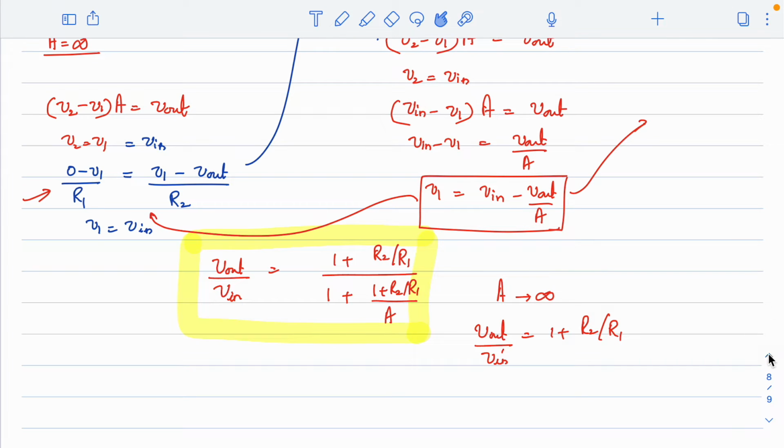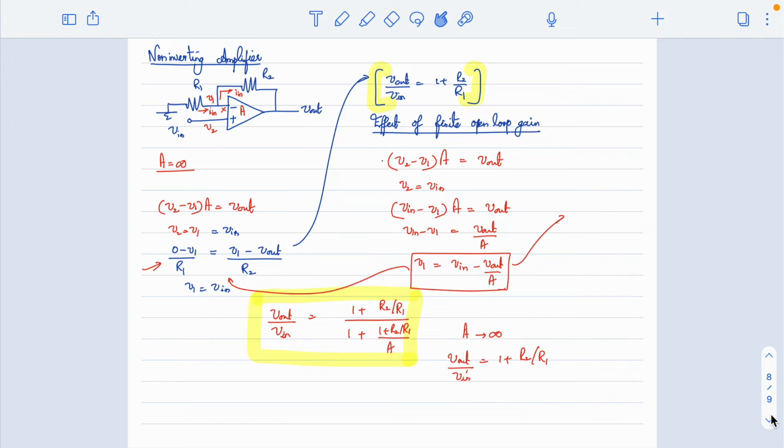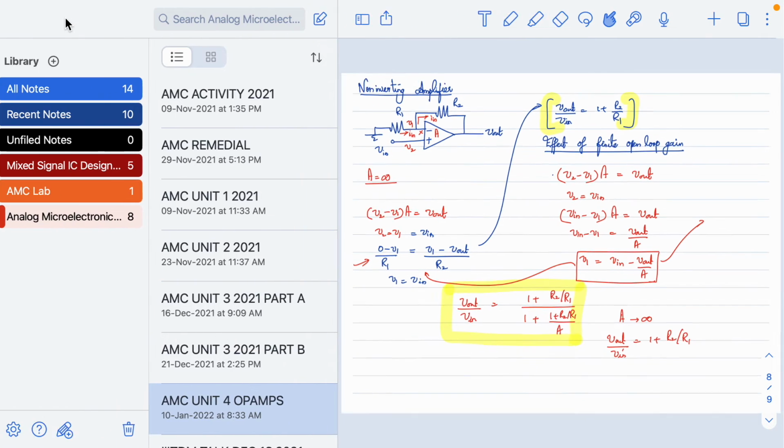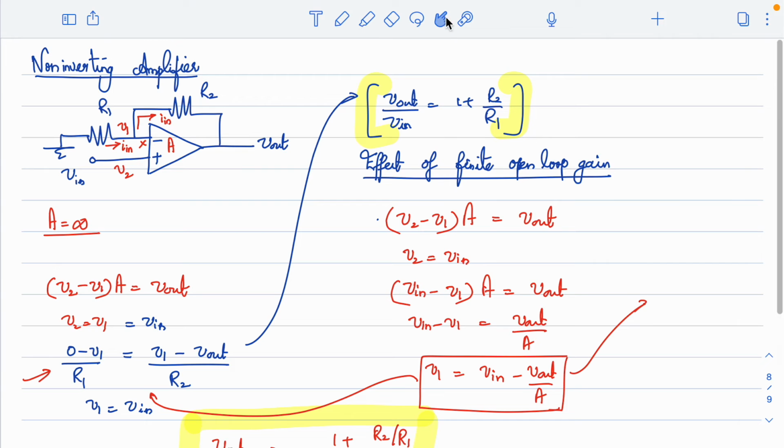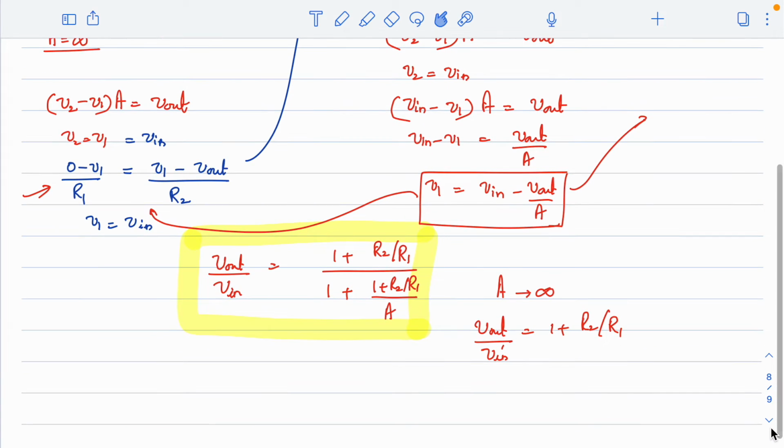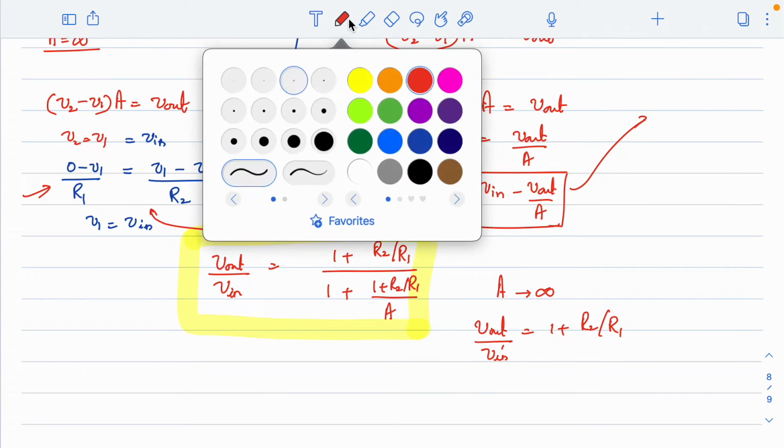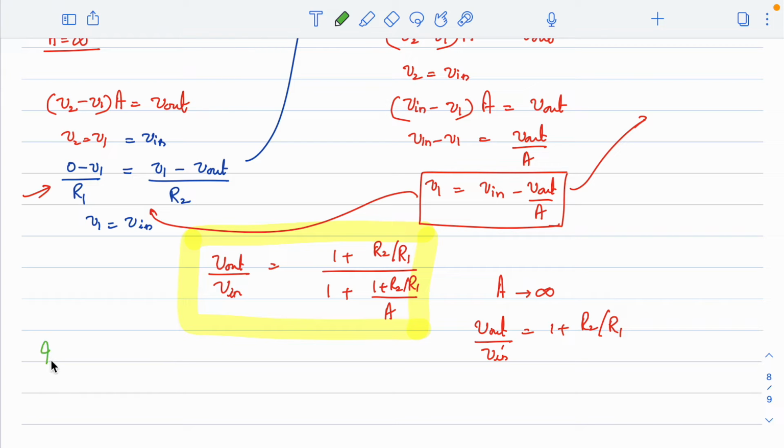Any questions on this, on the non-inverting amplifier? All these examples you can try by yourself and you can get the gain expression. Now in the previous case you saw that the input impedance is R1. Can you tell me what is the input impedance in this case for this non-inverting amplifier? What is the input impedance in this case?